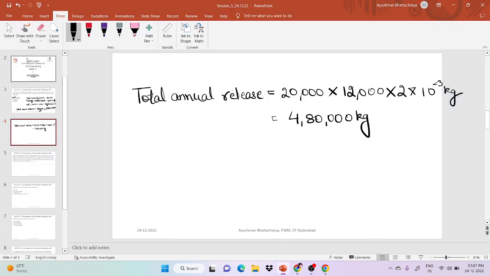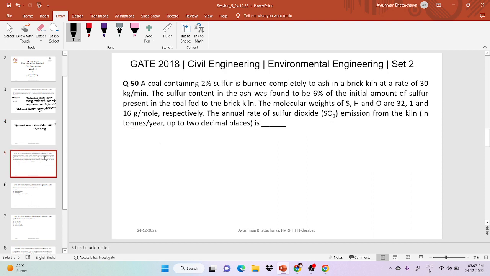Okay. So now moving to the second question. The second question says a coal containing 2% sulfur is burned completely to ash in a brick kiln at a rate of 30 kg per minute. The sulfur content in the ash was found to be 6% of the initial amount of sulfur present in the coal fed to the brick kiln. The molecular weight of sulfur, hydrogen and oxygen are 32, 1 and 16 gram per mole respectively. The annual rate of sulfur dioxide emission from the kiln in tons per year up to 2 decimal places is.